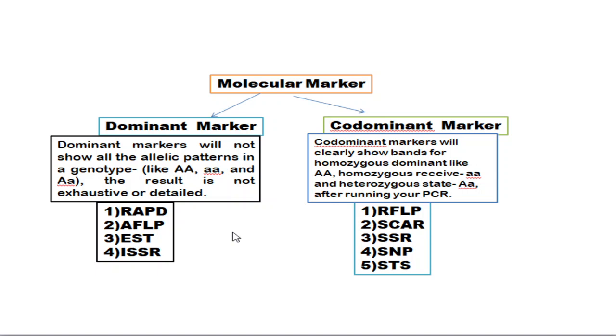Next is regarding molecular markers. The dominant markers include RAPD, AFLP, EST, ISSR, whereas codominant markers include RFLP, SCAR, SSR, SNP, and STS.